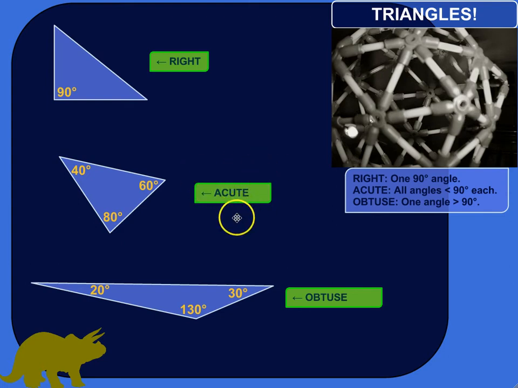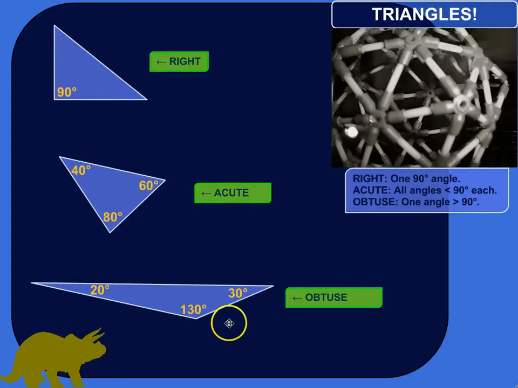And then finally, we have an obtuse triangle. An obtuse angle is one that is greater than 90 degrees but less than 180 degrees. So a triangle with one obtuse angle would be called an obtuse triangle. Again, you can only have one obtuse angle in a triangle because all three angles have to add up to 180 degrees, and if you've got something that's 90 degrees or greater, you can't have three angles that add up to 180 degrees.